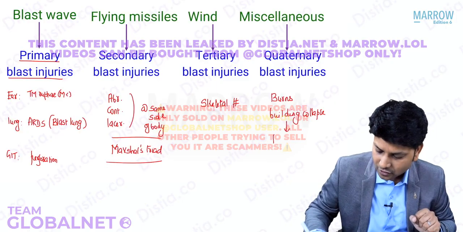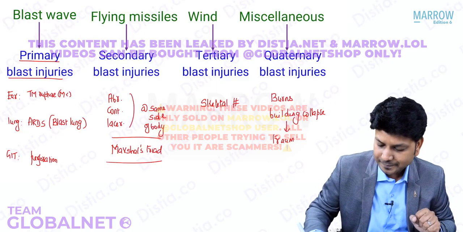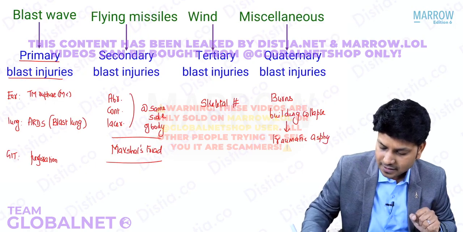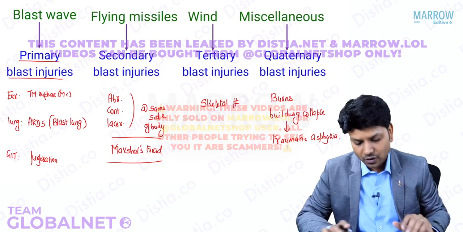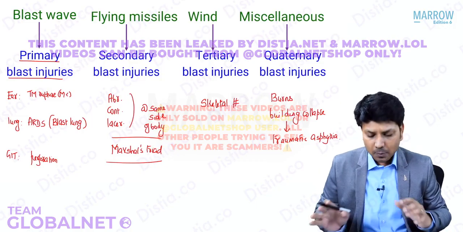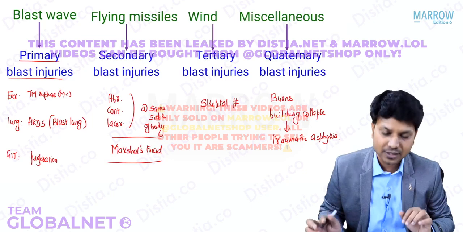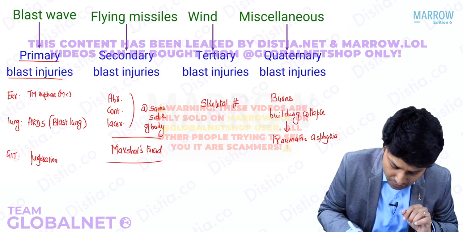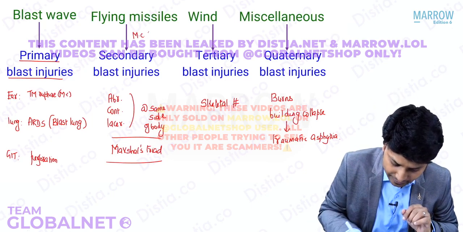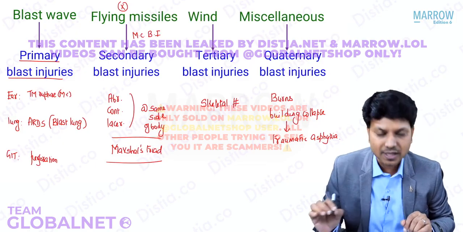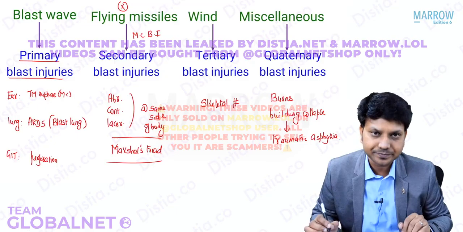Building collapse can cause traumatic asphyxia. So all these are the different injuries that you get. But see, I've told you all these injuries. Out of all the injuries, which is the most common blast injury? Remember, the most common blast injury is secondary blast injury.